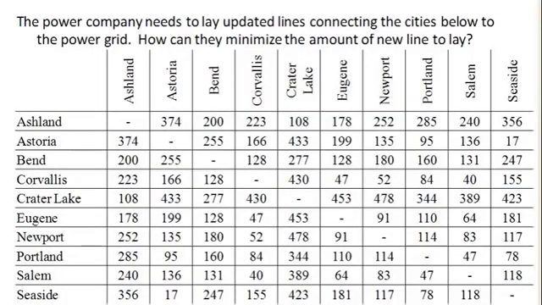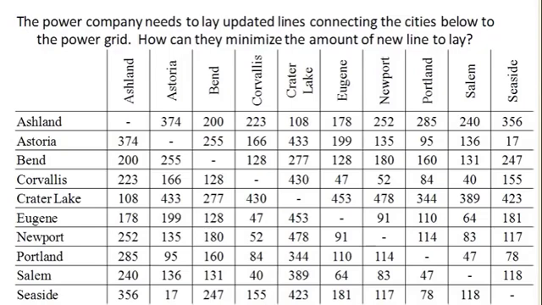So suppose a power company needs to lay updated lines connecting these cities to the power grid, and so they want to minimize the amount of new line laid. And so they don't need a circuit or a path, or even every city to be connected to every other. They just need a spanning tree, a way that power can get from any city to any other city. So the tree is enough to do that.